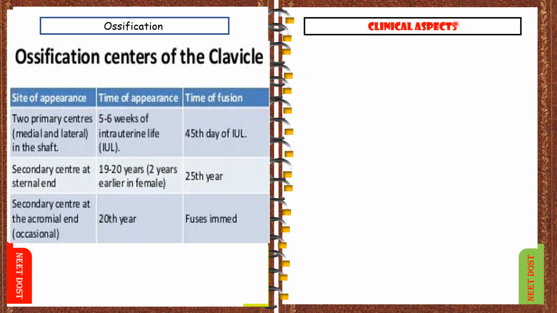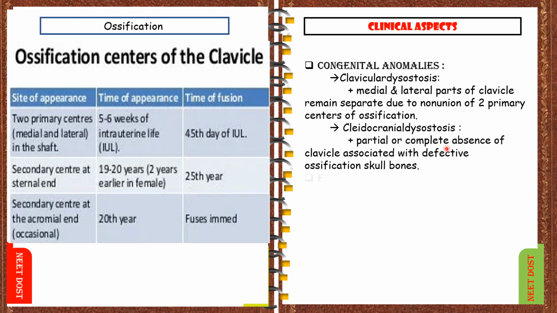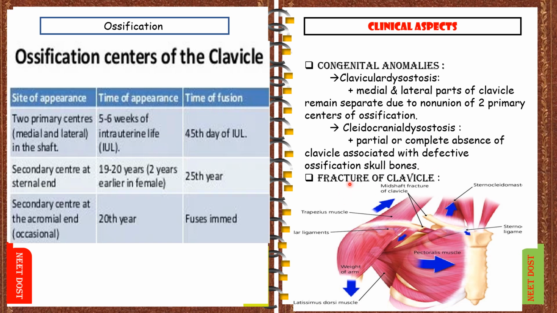Now, coming to the clinical aspects of the clavicle, mostly two congenital anomalies are discussed in this video. One is clavicular dysostosis, where the medial and lateral parts of the clavicle remain separate due to non-union of the two primary centers of ossification. The other is cleidocranial dysostosis, which is partial or complete absence of the clavicle associated with defective ossification of skull bones.